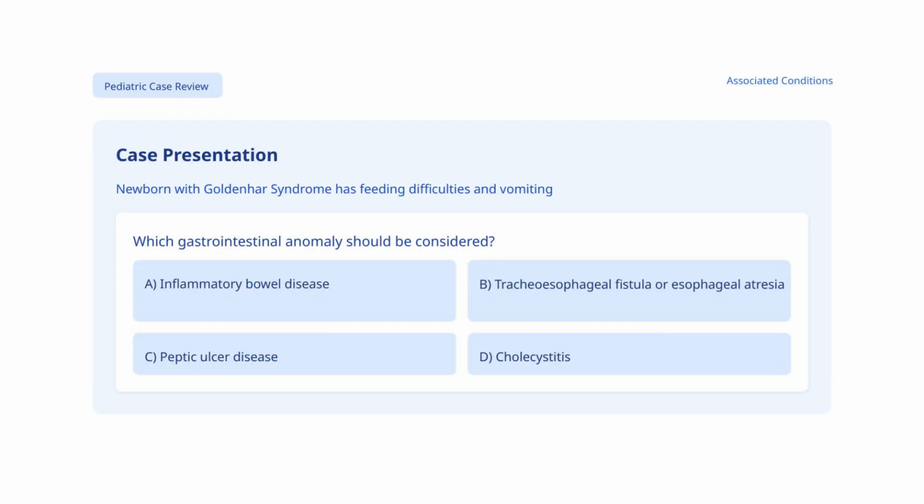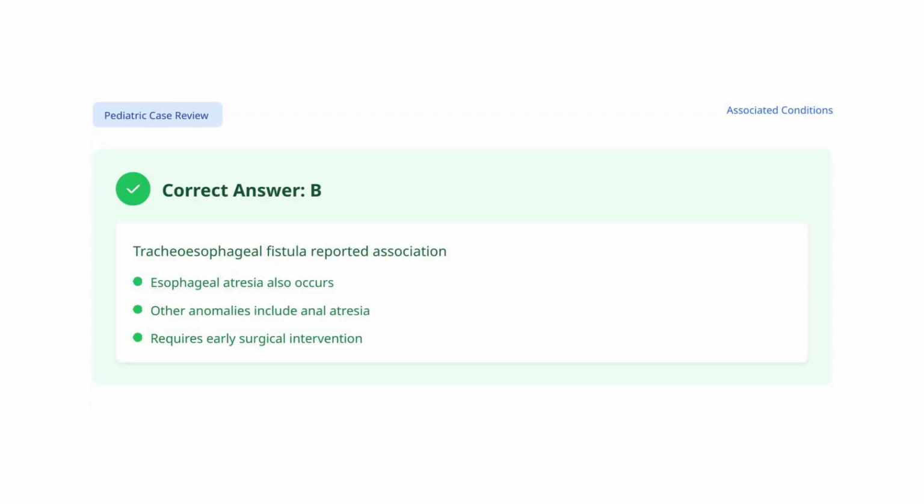A newborn with Goldenhar syndrome presents with feeding difficulties and vomiting. The question asks, which gastrointestinal anomalies should be considered? Option A, inflammatory bowel disease. Option B, tracheoesophageal fistula or esophageal atresia. Option C, peptic ulcer disease. Option D, cholecystitis. Think about congenital anomalies. The correct answer is B.